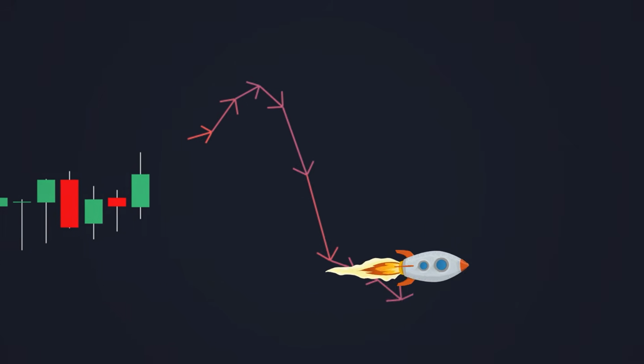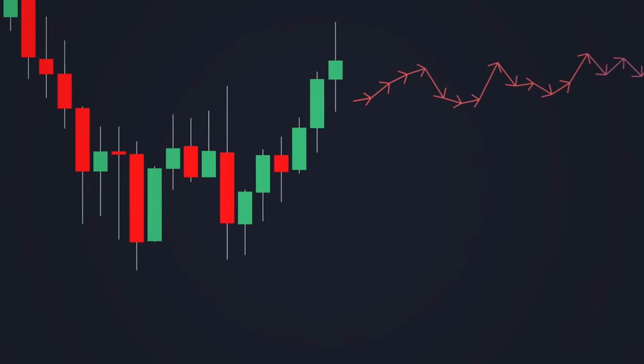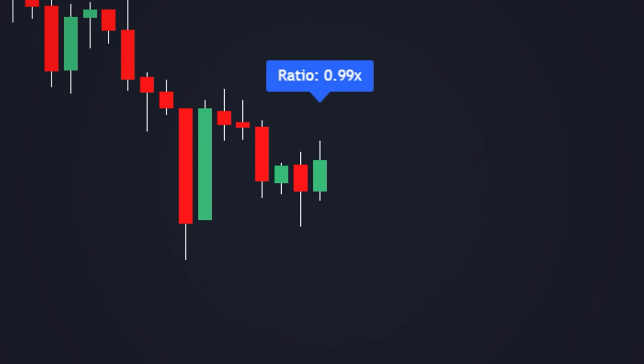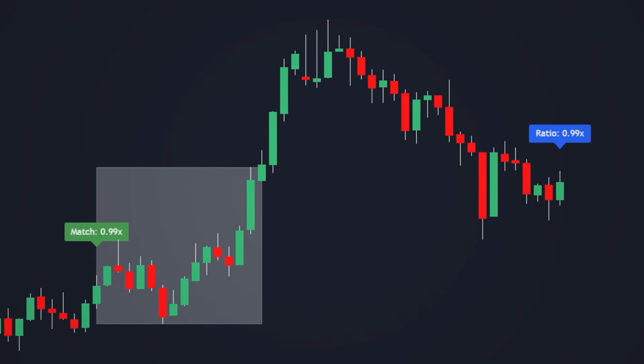Imagine if one single candle could predict the future. Not because it looks like a pattern you've seen before, and not because it formed near support, but because its wick and body structure mathematically match candles from the past. Candles that led to the same outcome. That's exactly what this indicator does.